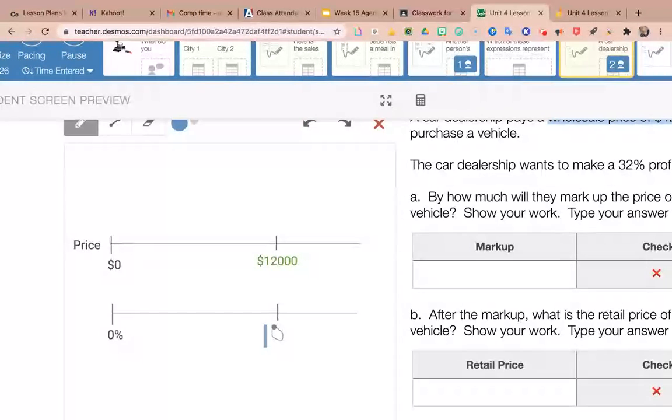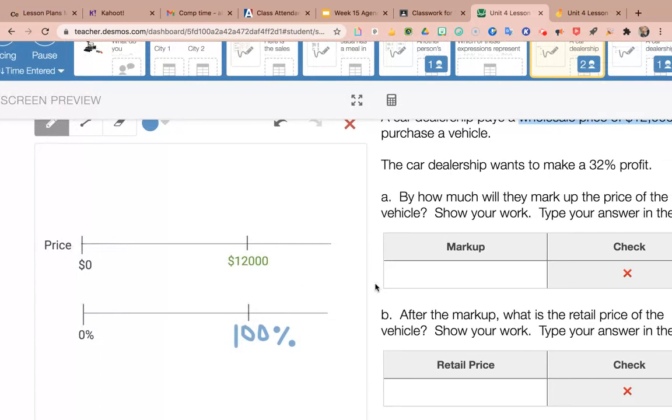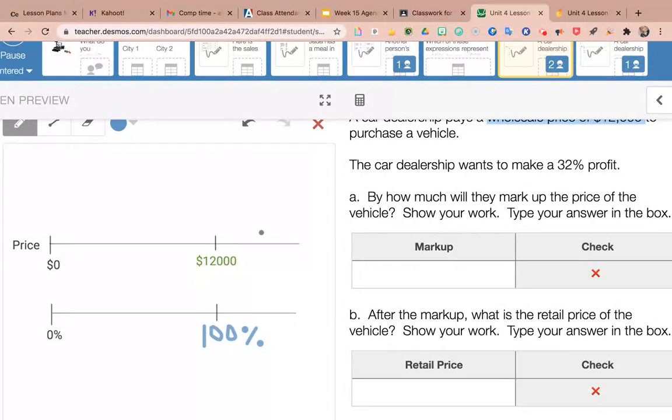So I'm making my double number line. Remember, percents go on one of them, and then whatever you're talking about goes on the other. How much money will they mark up the price of the vehicle? How much will they mark it up? So a 32% profit means they're going to mark it up. So profit means they're increasing. They're trying to make money.